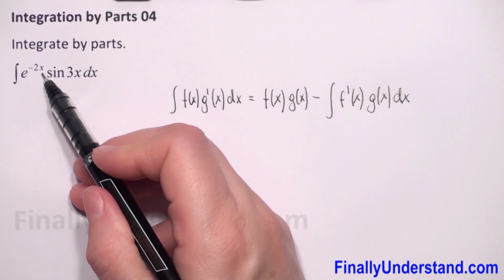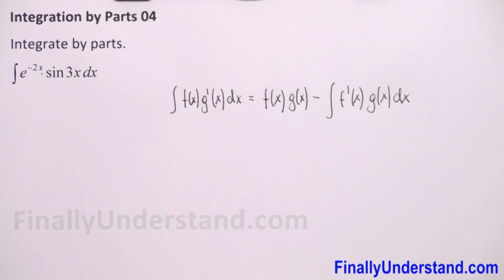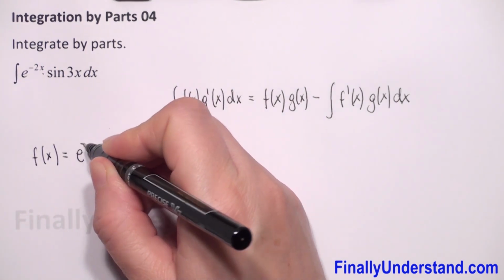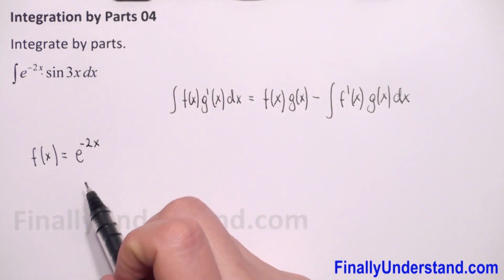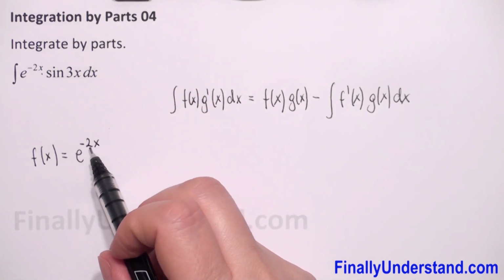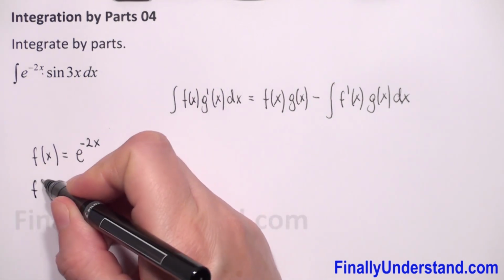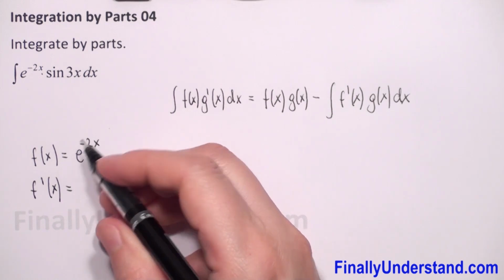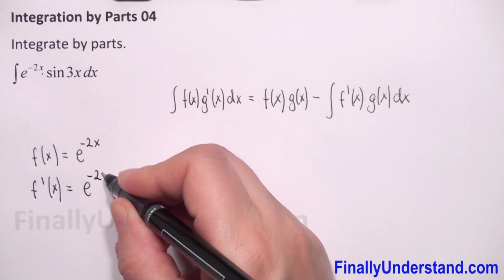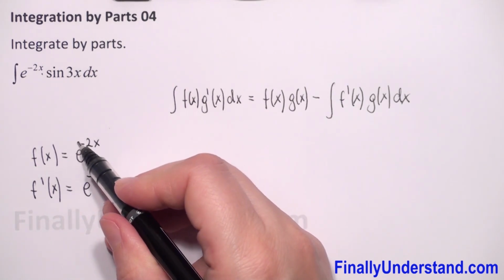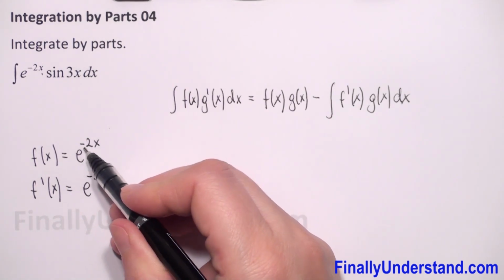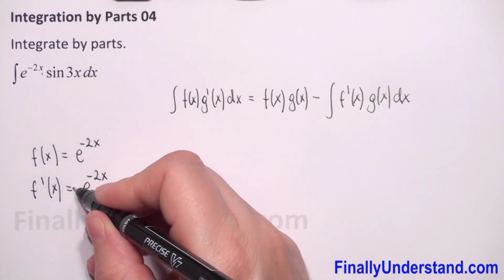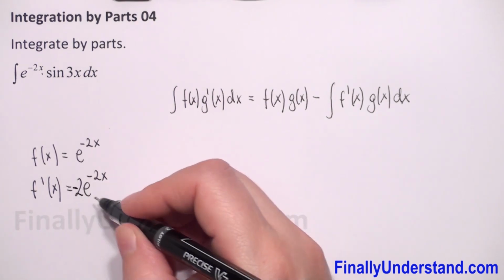We have multiplication here, so we can use this formula. Let's put f of x equals e to power negative 2x. Why? Because it's easy to find the derivative of e to negative 2x. F prime of x is equal to e to power negative 2x, and now we have to find the derivative of the function which is inside. We have negative 2x, the derivative of negative 2x is negative 2. I will put this negative 2 before e.